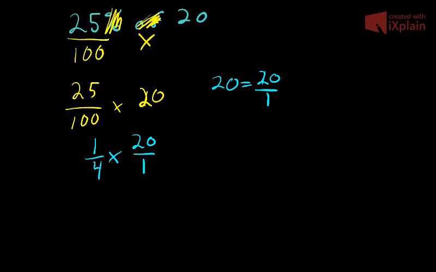And when we multiply fractions, we go straight across. So 1 times 20 is going to give us 20, and 4 times 1 is going to give us 4. So we end up getting 20 over 4, and 20 divided by 4 is equal to 5. So our answer here to our problem, 25% of 20, is going to be 5.